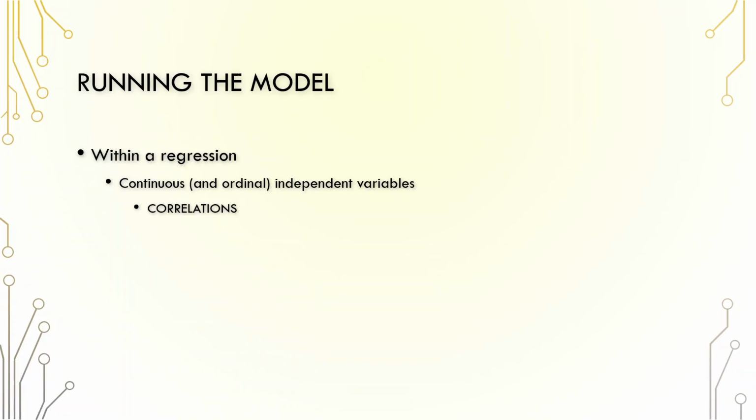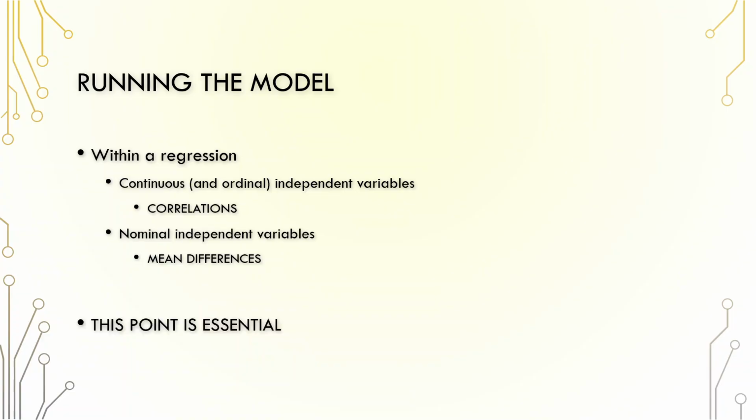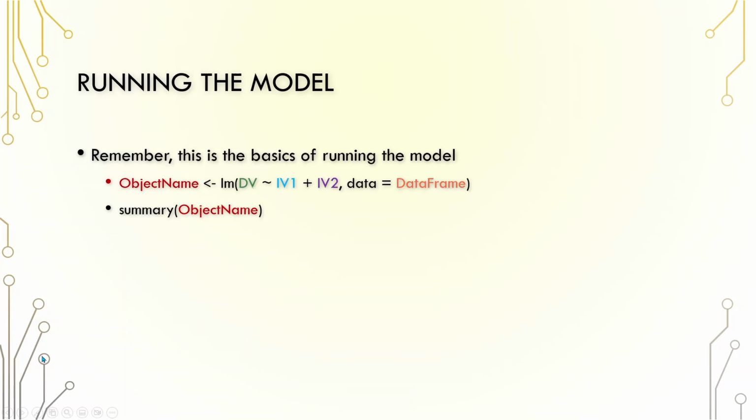But the way we're going to interpret the effects of those models, or the coefficients of those variables, is going to depend on what type of variable we have. So if your independent or control variables are continuous and ordinal, we're going to interpret those like we would a regular correlation. If your independent or control variables are nominal variables, then we're going to interpret those like we would an independent samples t-test or mean differences. This is a really, really key point. So if it's something you're struggling with in class, make sure you ask lots of questions. We want to make sure you get that point down.